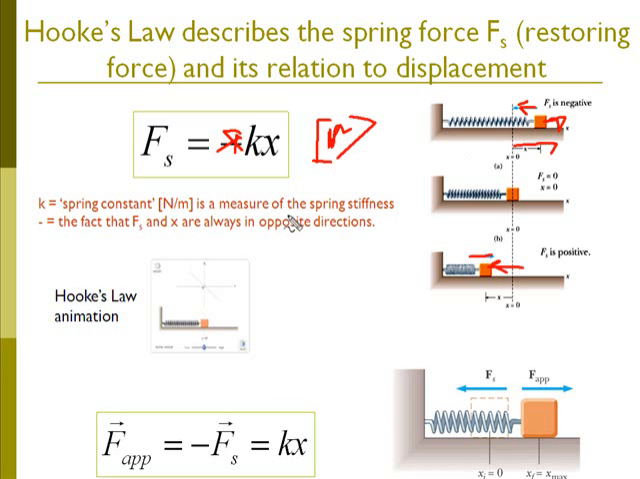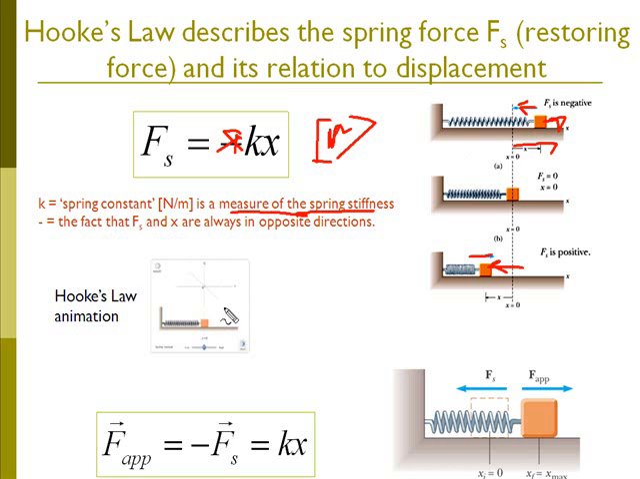And so the spring constant is a measure of the stiffness of the spring, how the spring is likely to restore itself to its equilibrium position. The negative sign, again, is due to the fact that the spring force is always in the direction opposite the direction of the spring's displacement.